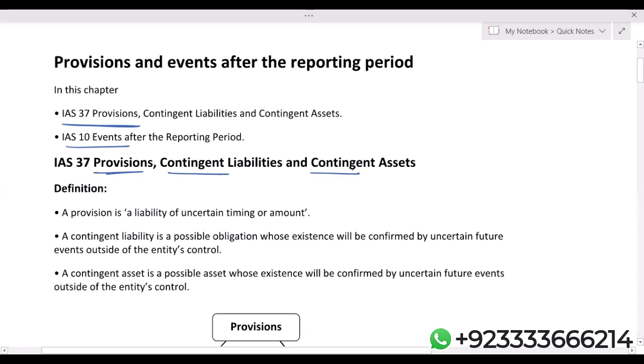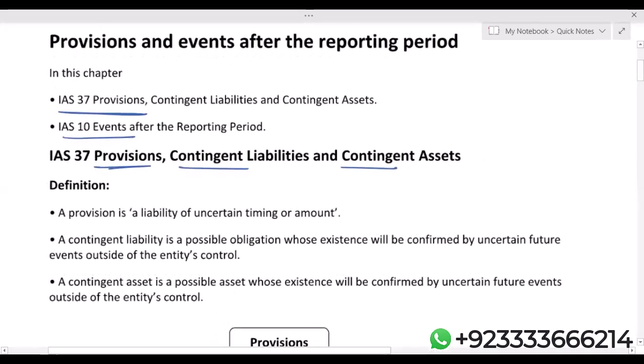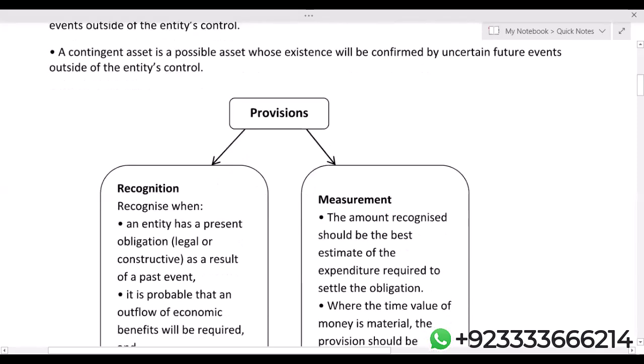In IAS 37, the number one thing is you should have a really good understanding of provisions, because only when the provision recognition criteria are met can you recognize the provision. Otherwise, we cannot recognize the provision. Repeat: under IAS 37, a provision will only be recognized when the recognition criteria are met. Now the question is, what is the provision recognition criteria?